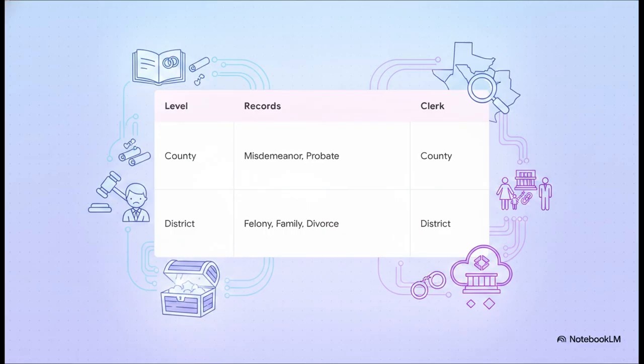Now here is a crucial point. You have to know the jurisdictional architecture. Trust me, it saves you hours of searching in the wrong database. In Brazoria County, responsibilities are split up. The county clerk generally handles things like misdemeanors, probate, and marriage records. On the flip side, the district clerk is responsible for the heavier matters. Think felony records, family law, and divorces. Knowing exactly which clerk handles the record you need tells you exactly which digital bucket you need to be looking at.